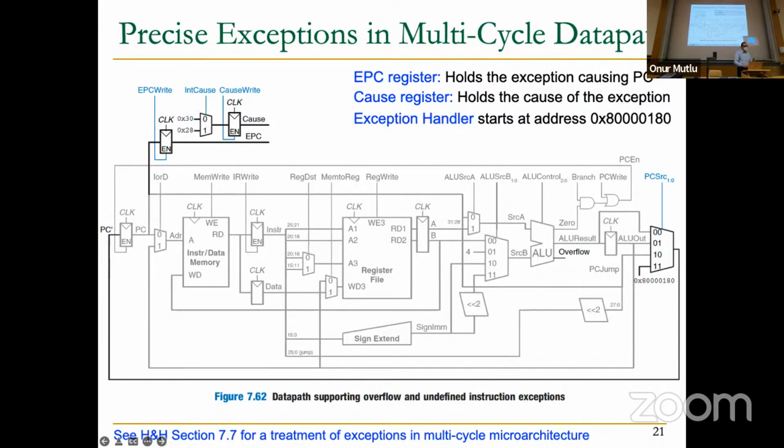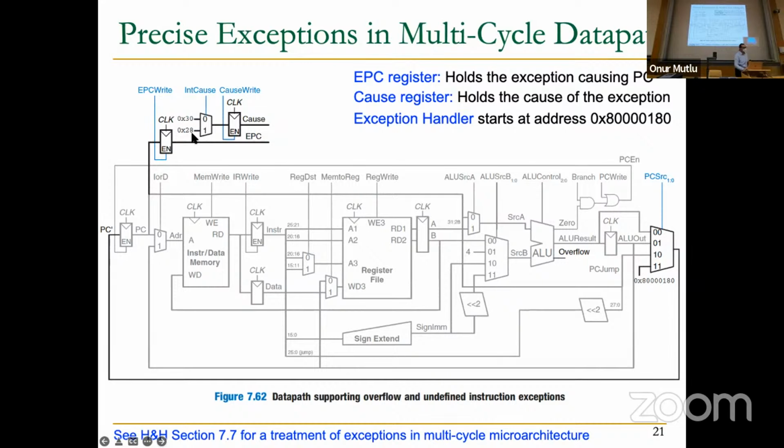Your book basically shows implementing two exceptions, overflow exception, and I believe there's an undefined instruction exception. And you need basically support in your data path. This is the multi-cycle processor that we have seen. You basically need support in your data path so that you can record the cause of the exception. So there's a cause register, for example, over here. Whenever an exception happens, this cause register is loaded with the cause of the exception.